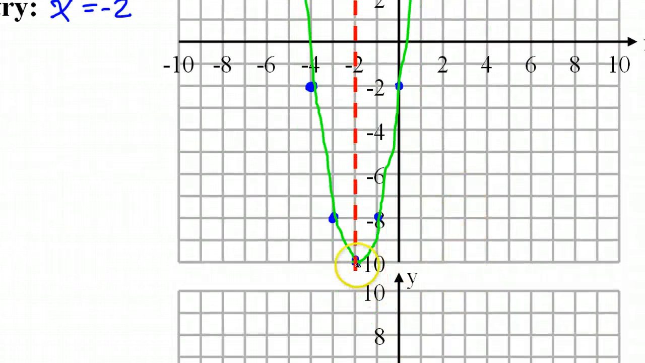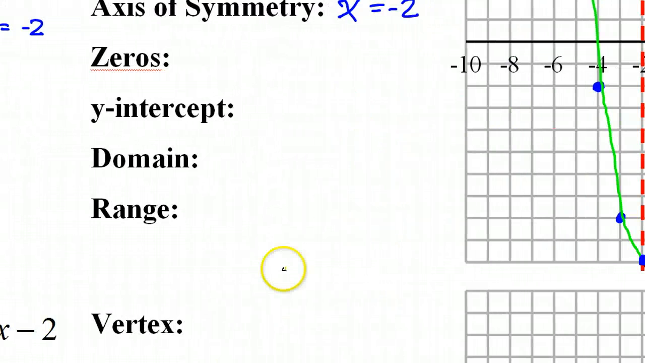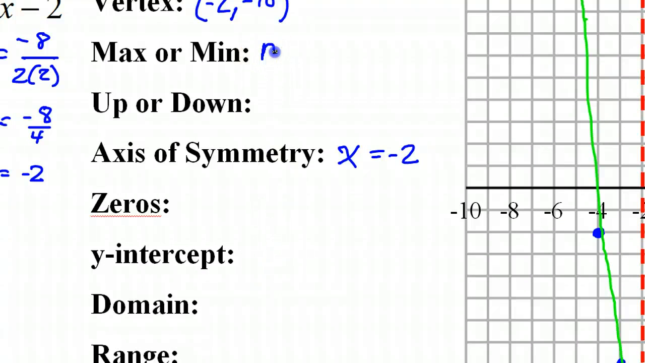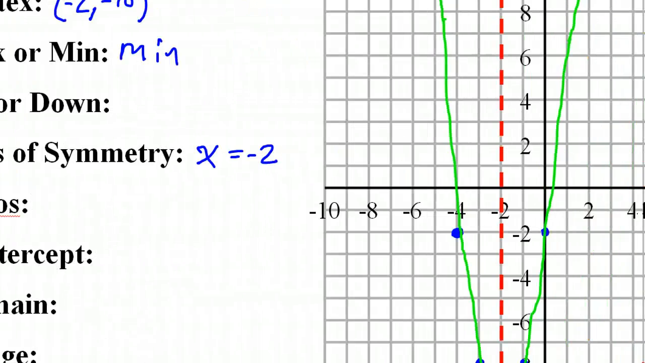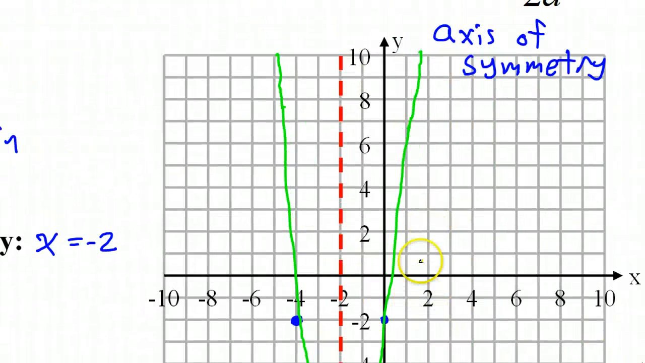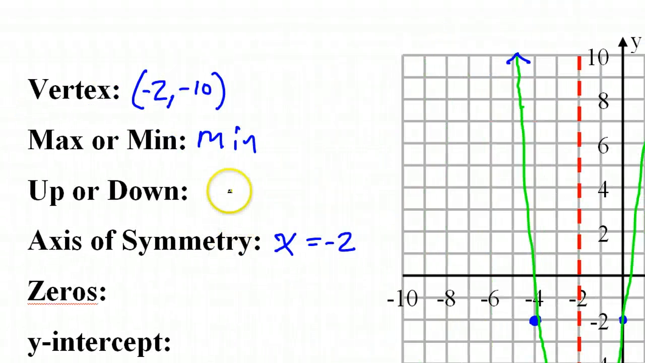Well, the vertex is here at the bottom of the graph, so since it's at the bottom, it is a minimum. Okay, does this parabola open up or down? Well, if these are arms, then they are reaching up. So this parabola is an upward facing parabola.